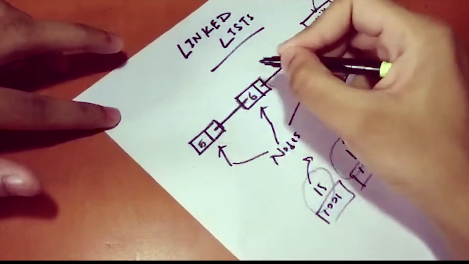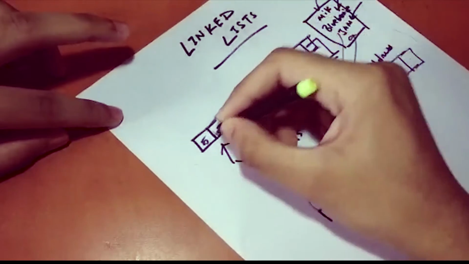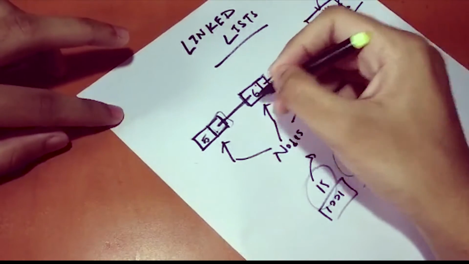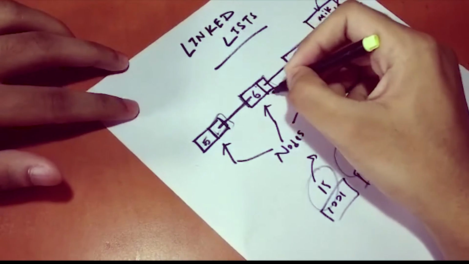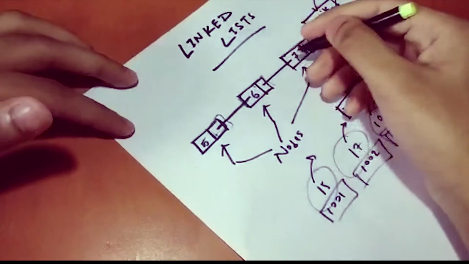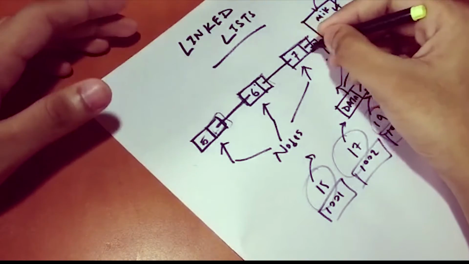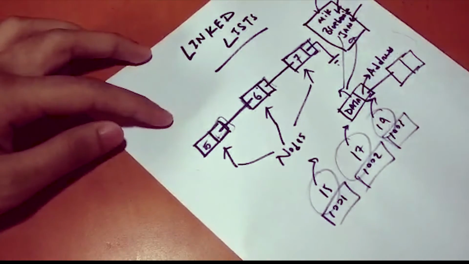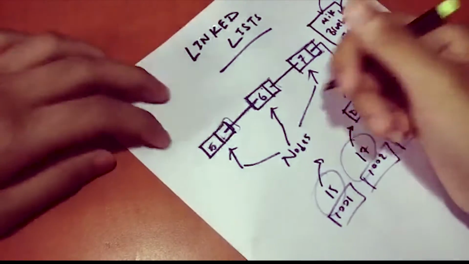For example, the next node of 5 is 6. It is storing the address of 6. Again, the next node of 6 is 7. So the node of 6 will store the address of 7. And the last node is 7. So the address part of 7 will store a null value, or we can say grounded.